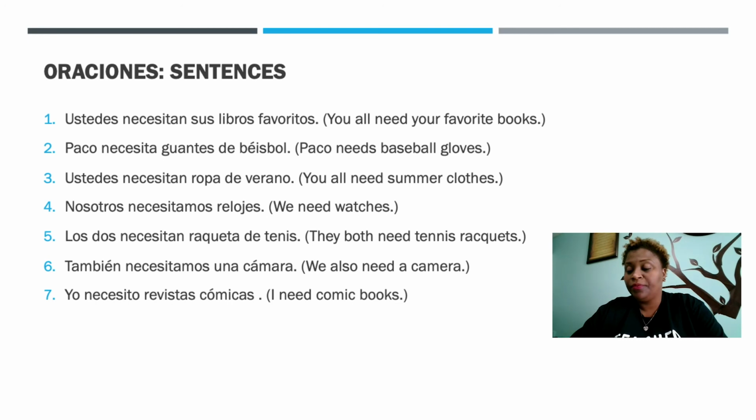Number 5, they both need tennis rackets. Los dos necesitan raqueta de tenis.